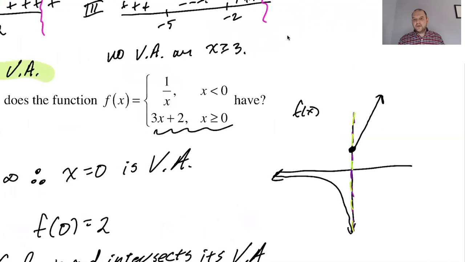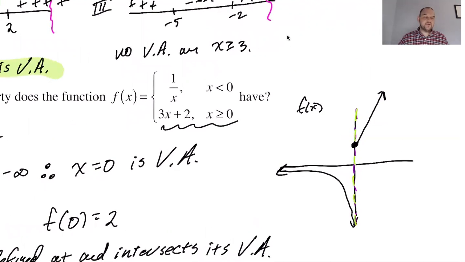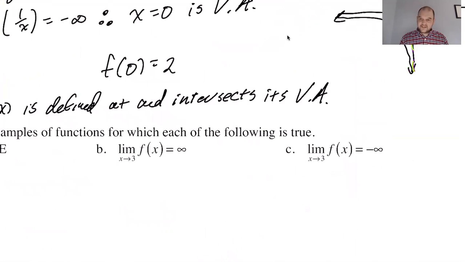Crazy looking, right? So it's a function that intersects its vertical asymptote. You probably are under the false impression that that can't happen. It doesn't happen for any well-behaved functions, but a not well-behaved function, it can definitely happen.